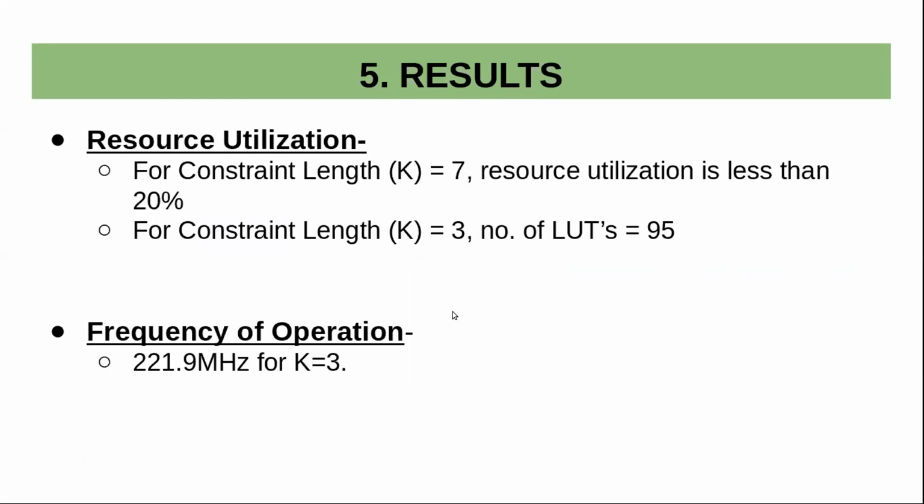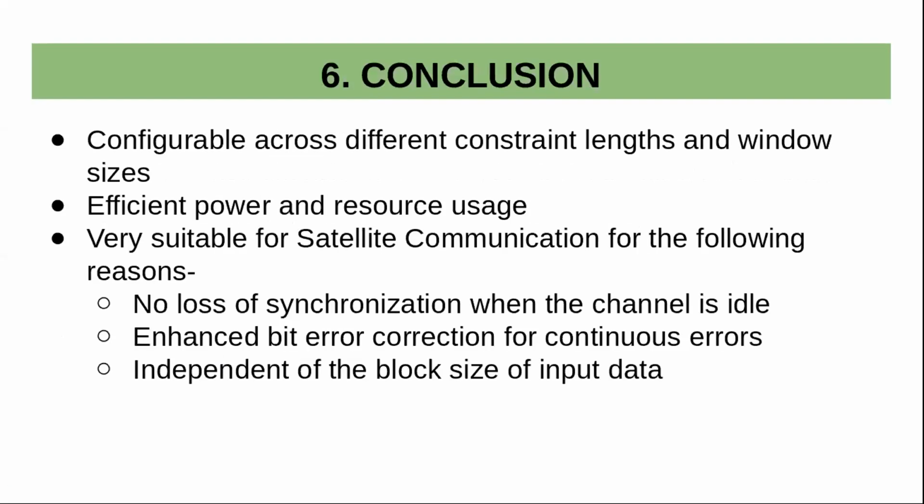The resource utilization is as follows. For a constraint length of 7, we see that the resource utilization is less than 20%. This is for the ProASIC3E board. And for a constraint length of 3, we see that the number of LUTs used is 95, and this is for the Z board. The maximum frequency of operation is 221.9 megahertz for a constraint length of 3. And one more thing that I forgot to mention before was we have implemented the design on the Zynq 7000 development board, or the Z board.